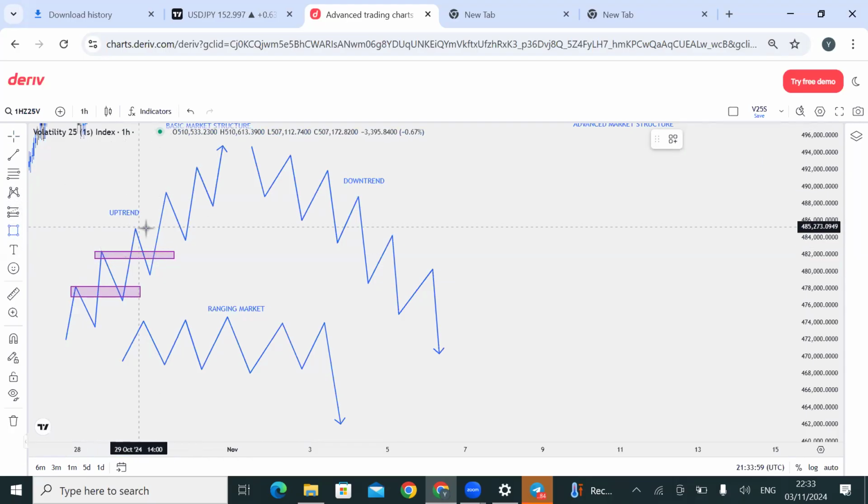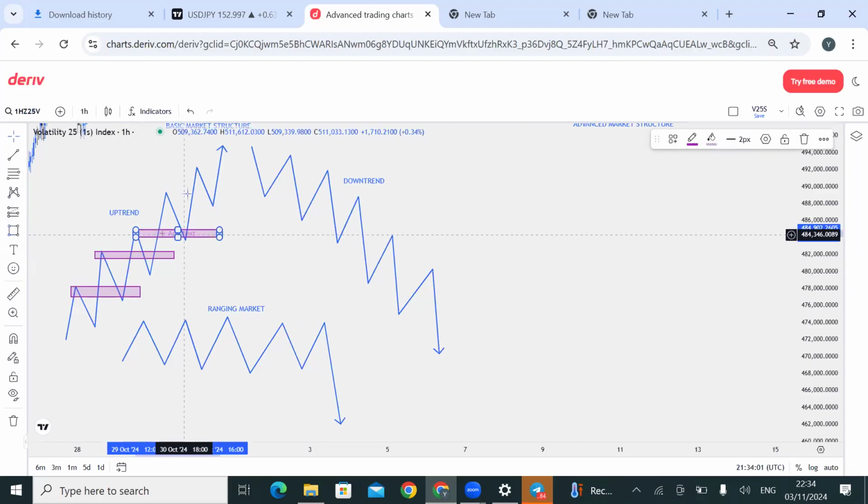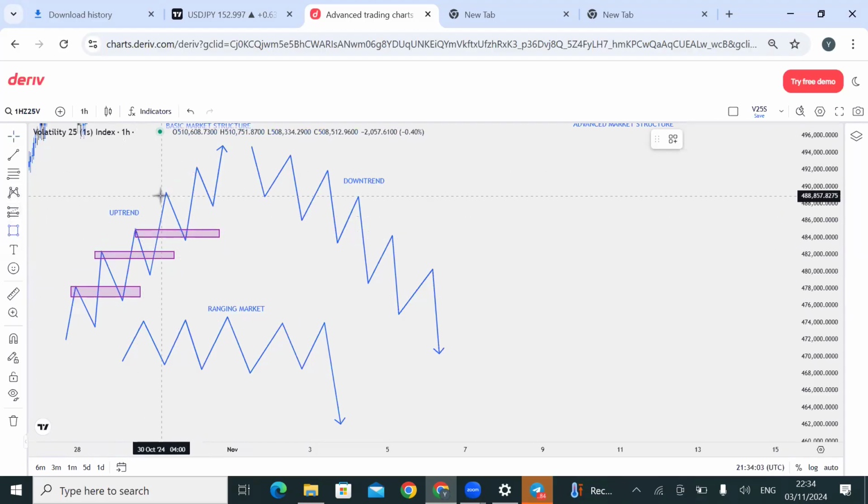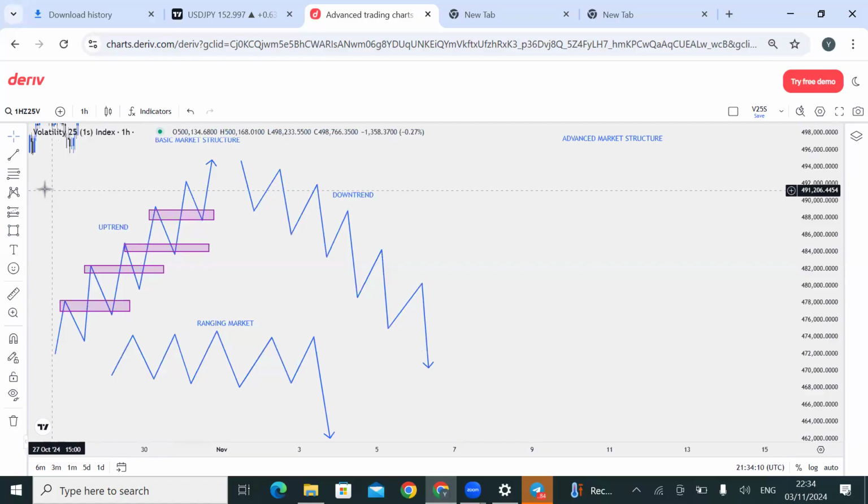Market breaks this structure again, comes down. You want to enter another buy here. It goes up. Market breaks structure here again, comes down. You want to enter another buy here to go up. That's simply how the basic market structure works.